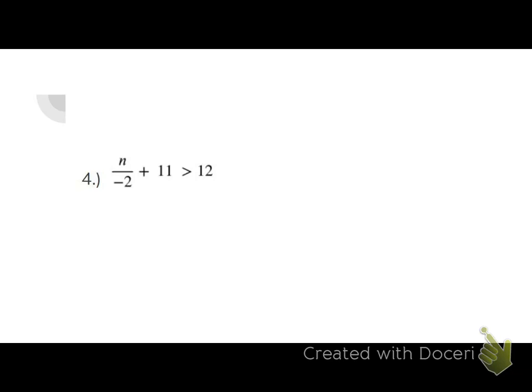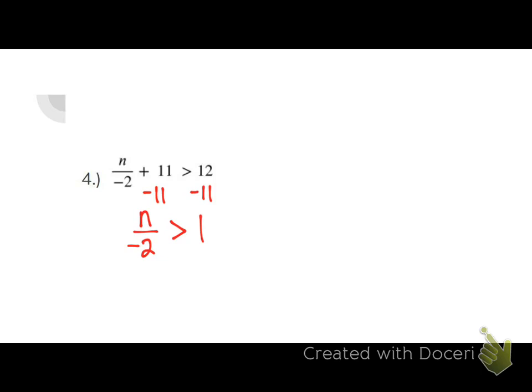Okay, we're trying to get n alone. Ideas for a first step? Dominic? Minus 11. Very good. We got to get rid of that 11 first. So we have n divided by negative 2 is greater than 1. Okay, again, subtraction does not flip our symbol. It's just subtraction. It wasn't multiplying or dividing.